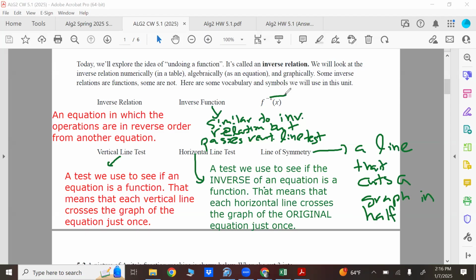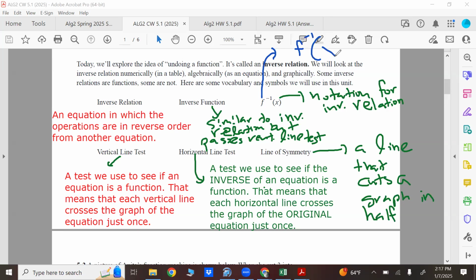And this here is the notation for an inverse function, or inverse relation, because it could be a relation. That's a notation we use. So the -1 symbol. Please don't do this. You've been warned. It's not the same as this.